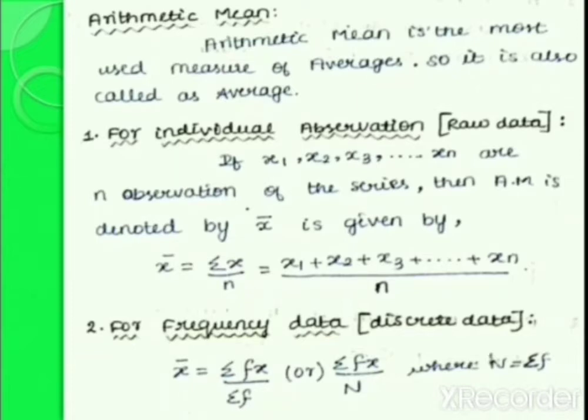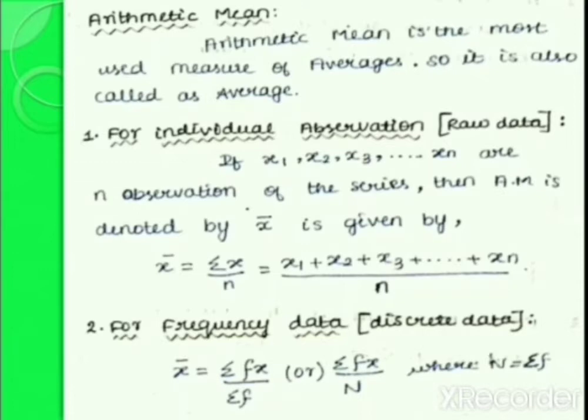In raw data, we have individual observation. If x1, x2, x3, etc. up to xn are n observations of the series, then the arithmetic mean is denoted by x bar and it is given by x bar is equal to summation x divided by n. Here summation x represents x1 plus x2 plus etc. up to xn. For discrete data, our formula is x bar is equal to summation fx divided by summation f.